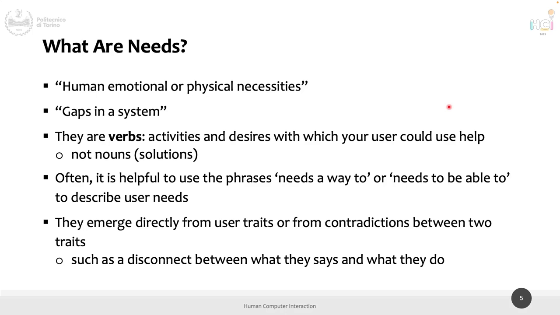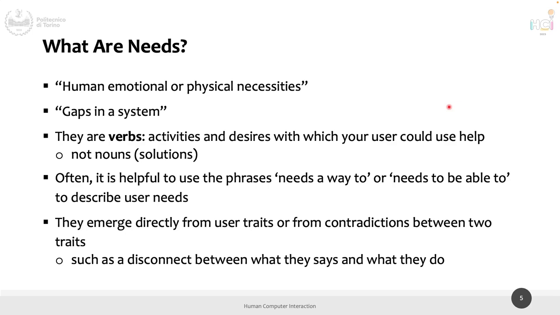Other gaps in a system occur when people are doing something that is complicated, or they are doing and redoing and redoing it, or they have found a workaround to do those kinds of things. So these are two definitions of needs: necessities and gaps in a system.